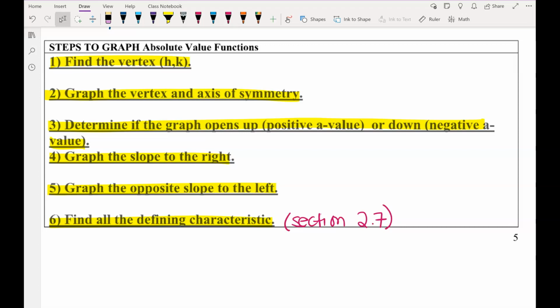Ethan, can you help us read number 5? Good. And then Annalise, can you help us read 6? Find all the defining characteristics. Good. So we'll wait for you guys to get that done. If we go too fast, just let me know. We have 2 more examples and that's it. We've got short.